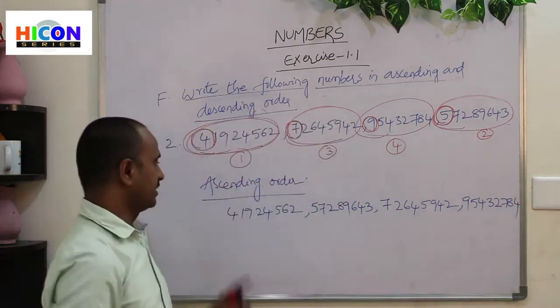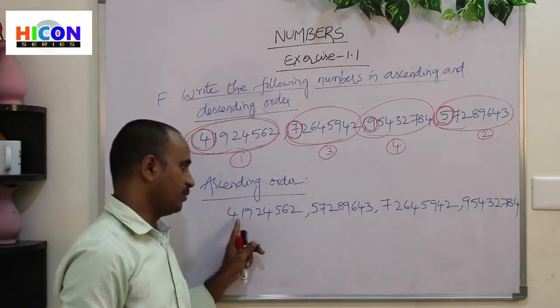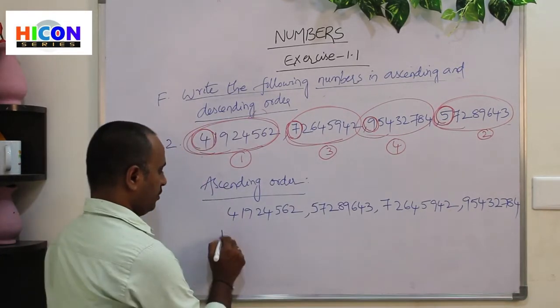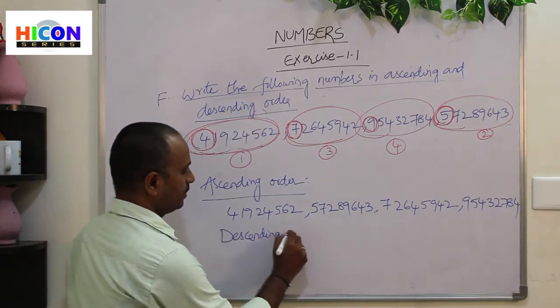32,784. So children, this is the ascending order. That means these are the numbers in smallest to greatest order. So this is ascending order. Now descending order. How can we write descending order?